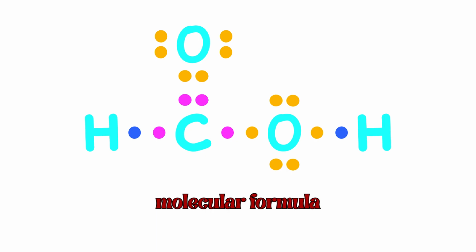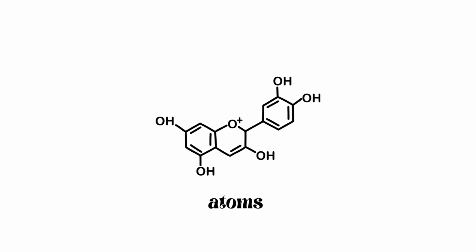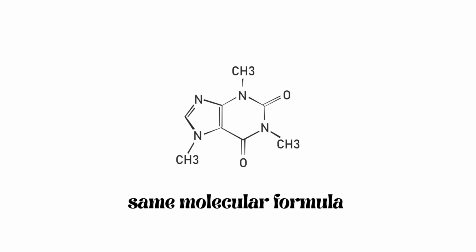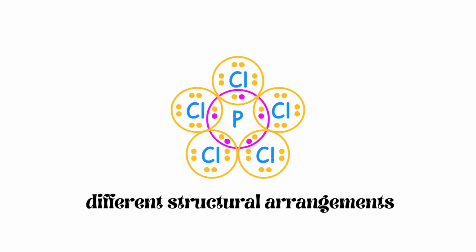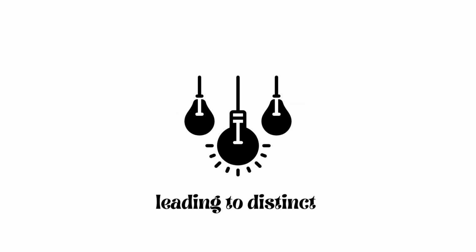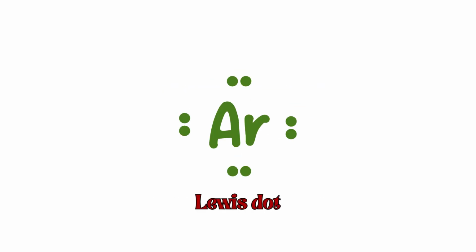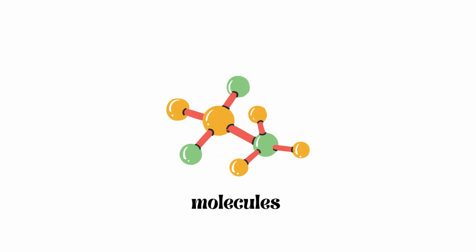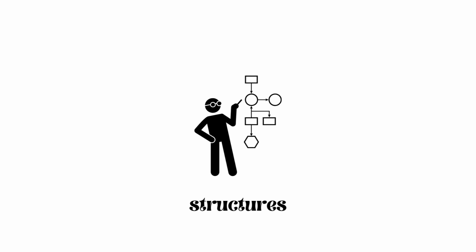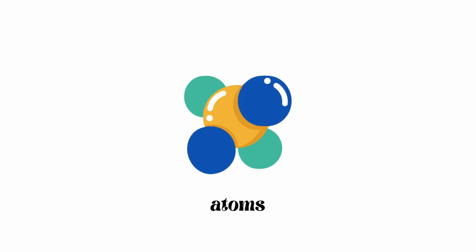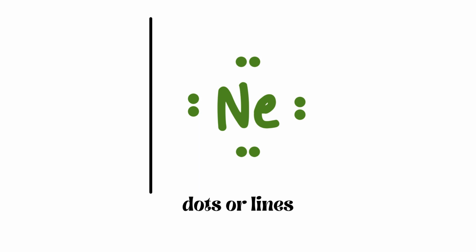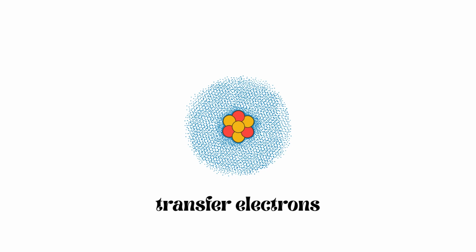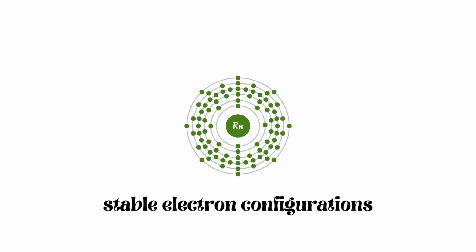The molecular formula represents the exact number of atoms of each element in a molecule. Isomers are molecules with the same molecular formula but different structural arrangements or spatial orientations, leading to distinct chemical properties. Lewis dot structures are diagrams used to represent the bonding and electron arrangement in molecules and ions. In these structures, valence electrons of atoms are represented as dots or lines around the atomic symbol, showing how atoms share or transfer electrons to achieve stable electron configurations.